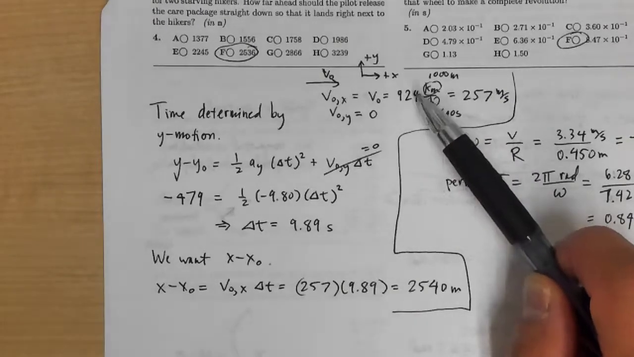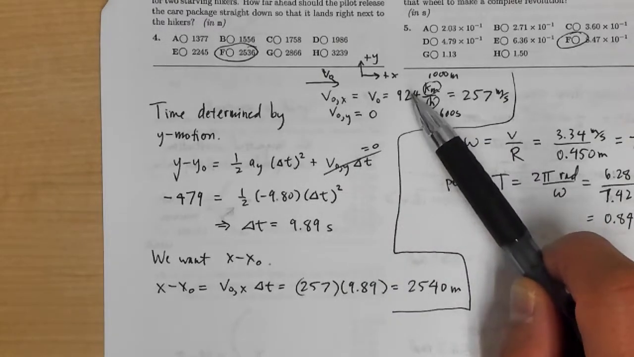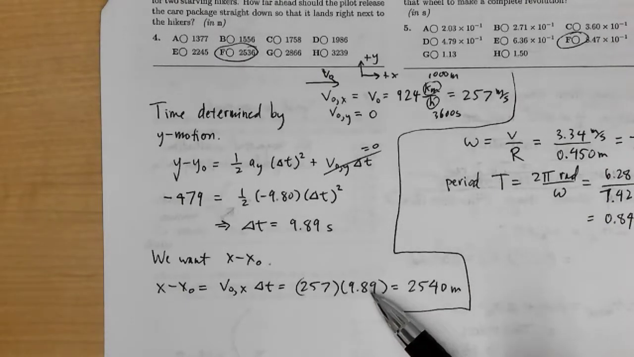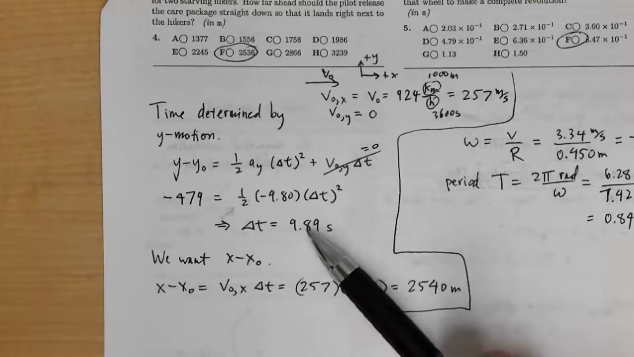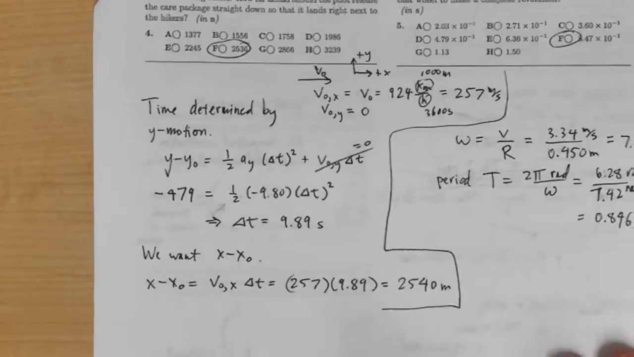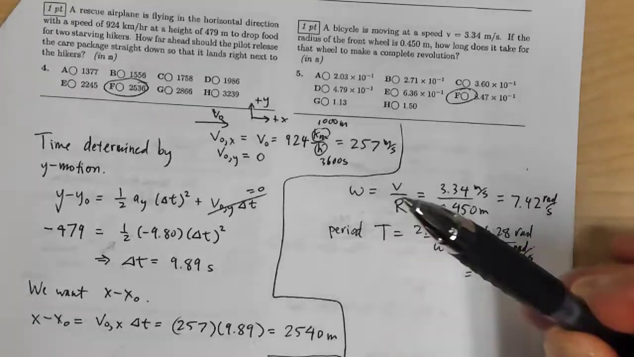We converted the units from 929 kilometers per hour. And then we had 9.89 for delta t from here, and we get 2,540 meters. That's how far it travels horizontally.